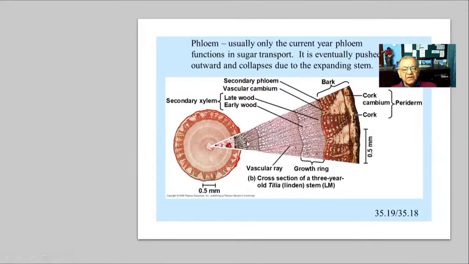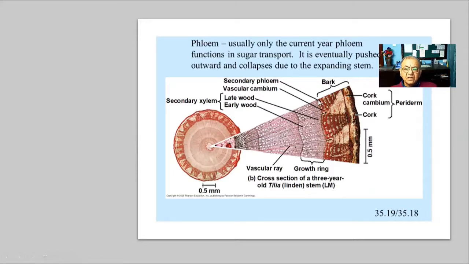He has magnified this. So here is the vascular cambium. Here is the vascular cambium. And from the vascular cambium, from here to here is 1 year growth. Here to here is the 2nd year growth. From here to here is the 3rd year growth. So this is 3 years growth.